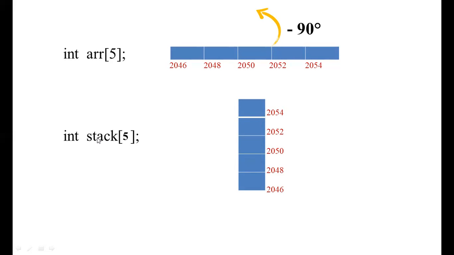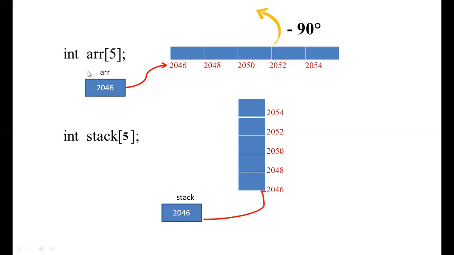So in the case of an array, the base address of the block will be held by the array variable. So ARR will be holding the base address of the stack. In the same way, the stack variable will be holding the base address of the block, 2046. So this is what we call static memory allocation.